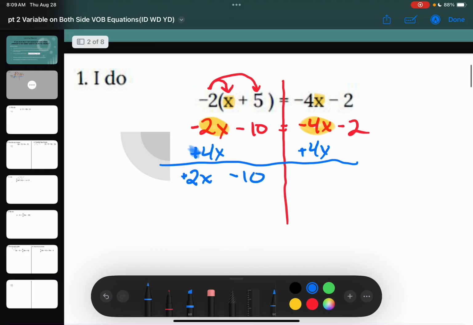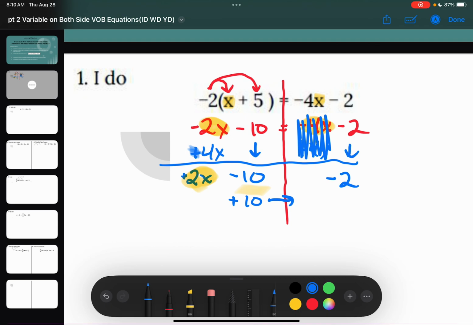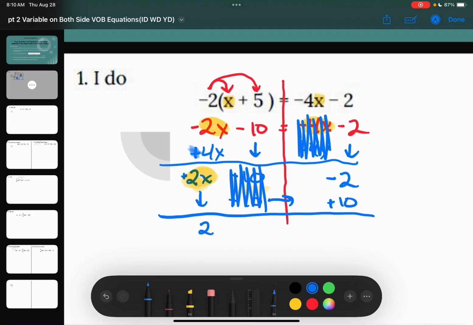Now I'm going to rewrite everything else. So I still have my -10. That comes down. This -4 and positive 4 canceled out. And then my -2 comes down. Now what we have to do is identify where is the variable, right? It's on the left side, which means the number that's sitting here, that needs to go away. It needs to go to the other side. So I am going to add 10 because I want to move that over here. Again, the reason I did that is because now -10 plus 10 cancels out. My 2x comes down. -2 plus 10 is 8.